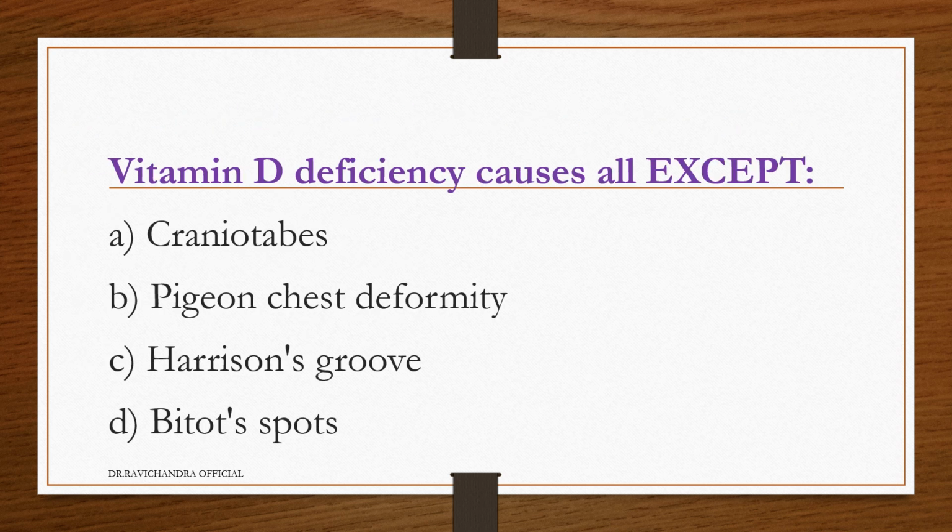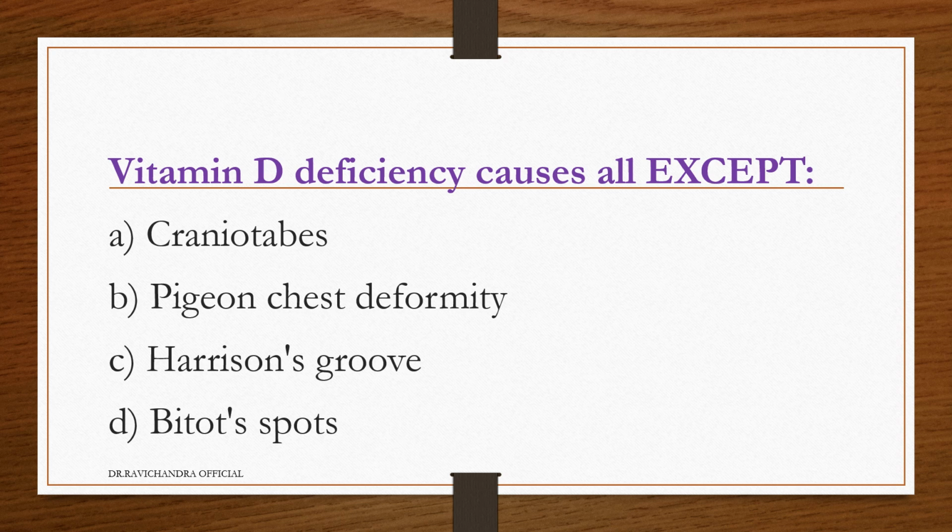Vitamin D deficiency causes all except craniotabes, pigeon chest deformity, Harrison's groove, Bitot spot. The correct answer is Bitot spots. Bitot spots are a characteristic of vitamin A deficiency, not vitamin D deficiency. Bitot spots are triangular, foamy, or cheesy patches on the conjunctiva of the eye.